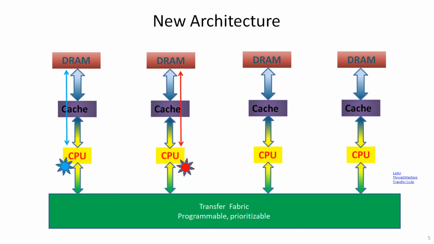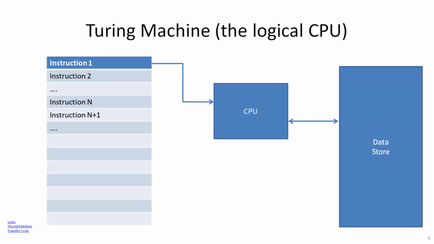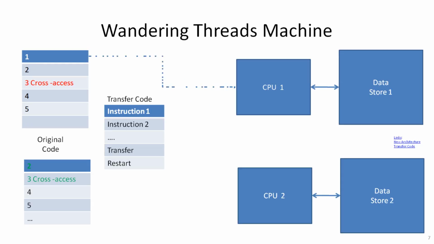Threads can be moved by a variety of mechanisms, the main goal being to avoid them colliding while they're moving about. From the programmer's and compiler writer's perspective, the computer is basically a Turing machine executing individual instructions one at a time in a long sequence. The wandering thread machine looks pretty similar to the regular Turing machine, except we're inserting extra sequences to move threads around between CPUs.